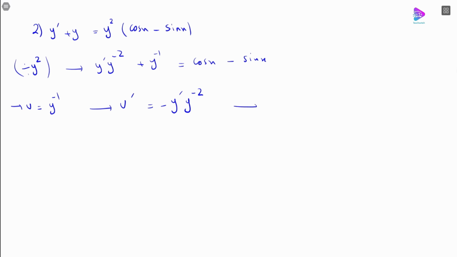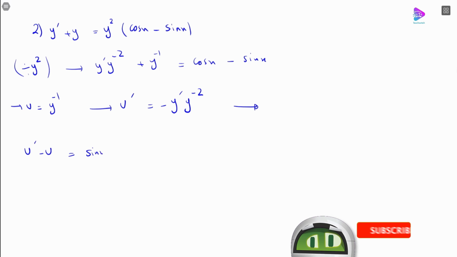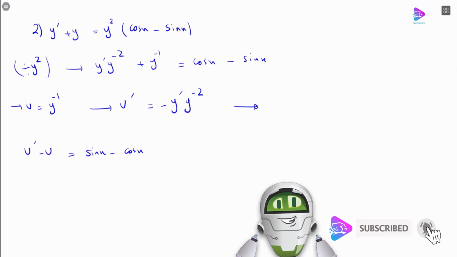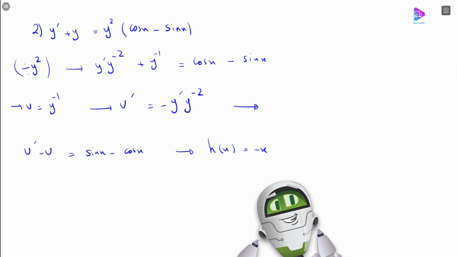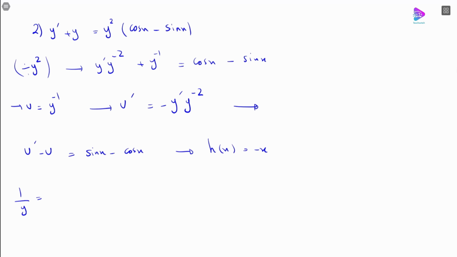From here we get u' - u = sin x - cos x, and therefore we know h(x) = -x, and 1/y again equals e^x times the integral of (sin x - cos x) e^(-x) dx + c. And that's how we will solve this. Let's take a look at another example.